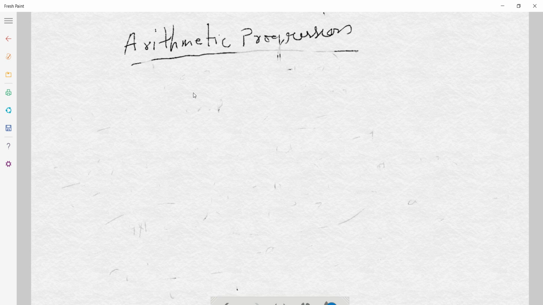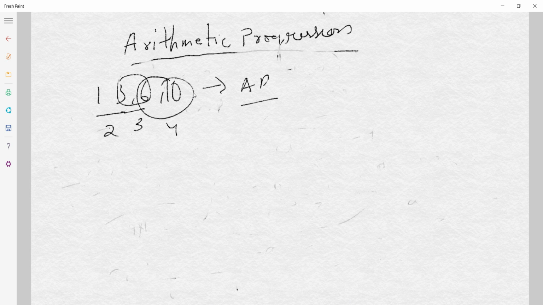Let's do another example, right? So let's say we have the sequence 1, 3, 6, 10. What do you think? Is this an AP or is this not an AP? Okay, the way to find out: take the difference here, that is 2. Take this difference, right? This is 3. Take this difference, this is 4. So this is like D1, right? And this is D2, right? And this is D3.